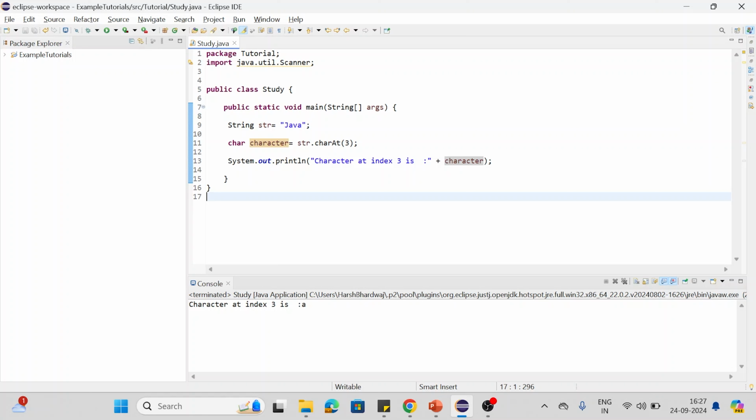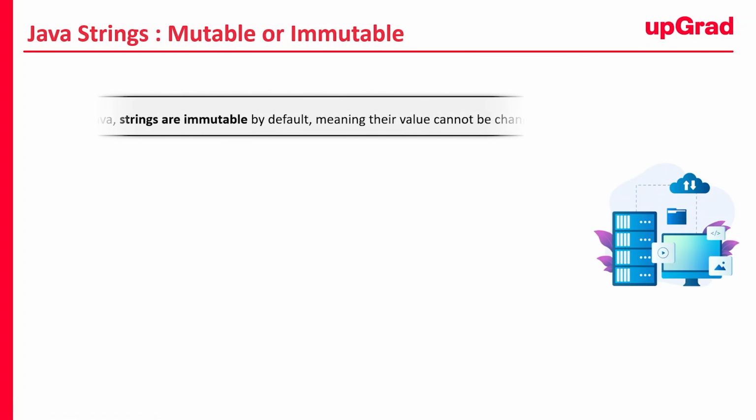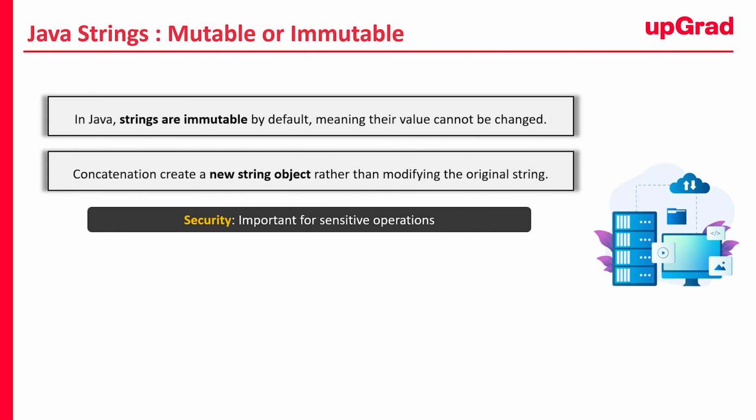So now let's understand Java strings, mutable or immutable. In Java, strings are immutable by default. This immutability often leads beginners to wonder, why are strings immutable in Java? Let's break it down and understand what this means. An immutable object is one whose state or data cannot be changed after it has been created. For Java strings, this means that once you create a string, you cannot change its value. Any operation that seems to modify a string, like concatenation or replacement, actually creates a new string object rather than changing the original one.